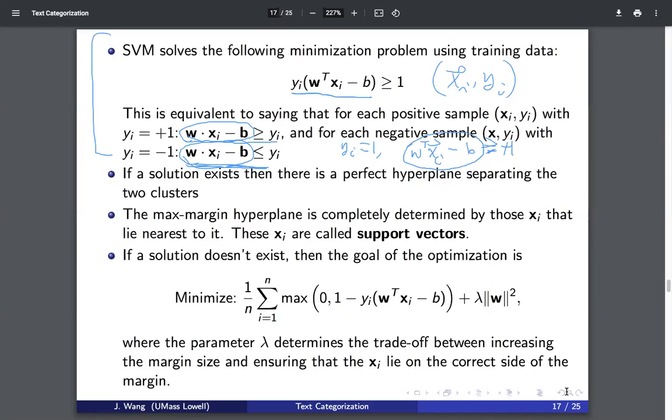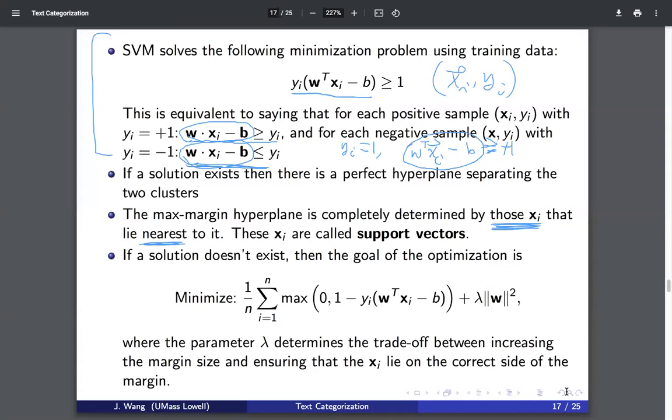If a solution does exist, then there is a perfect hyperplane separating the two clusters. Because you want to minimize it, you get a maximum margin. So this is completely determined by these vectors, and again, we call them support vectors that lie nearest to it. So that's really just a boundary, right? Those boundary points are called support vectors. We already mentioned that. So we put things together, right?